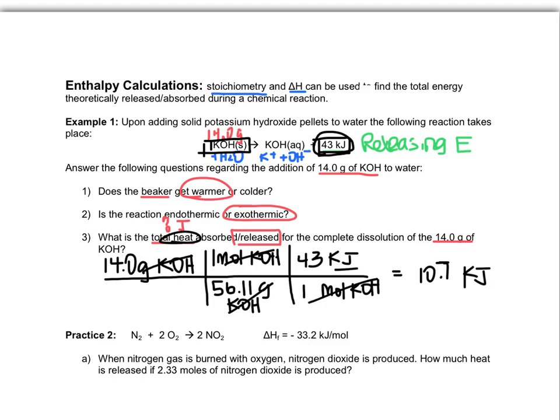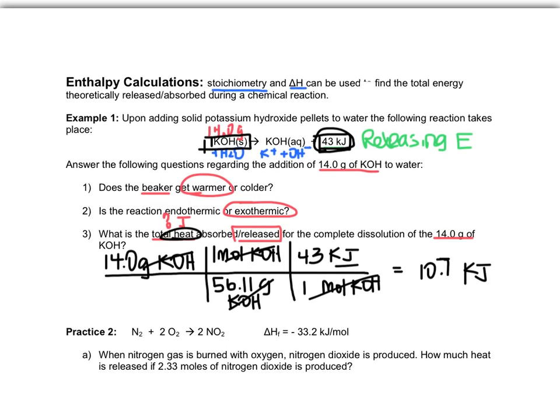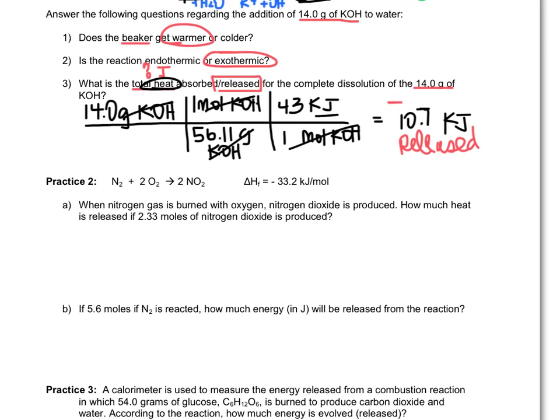So you would go back and you would make sure that you can either say it's released. So you can go back and put released, or you can put a negative sign. Either or, but somewhere in there has to be an indication that it was released. Okay, let's try one more.